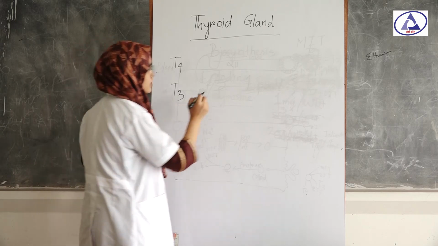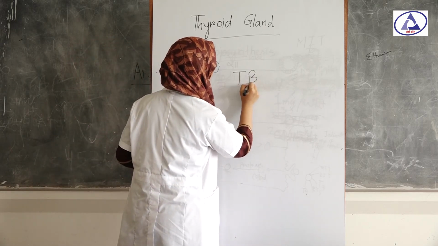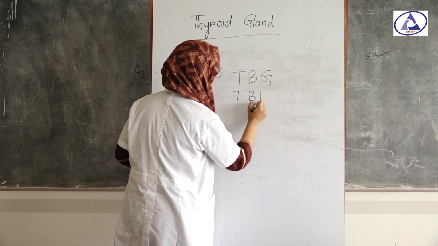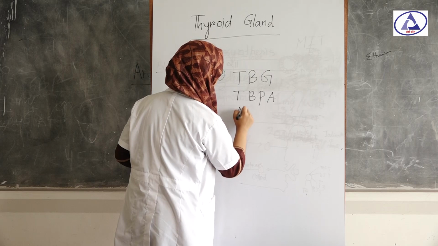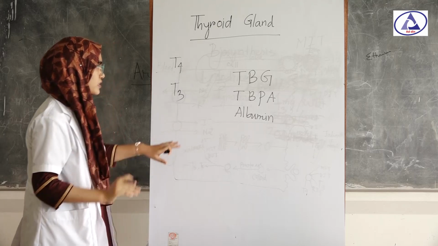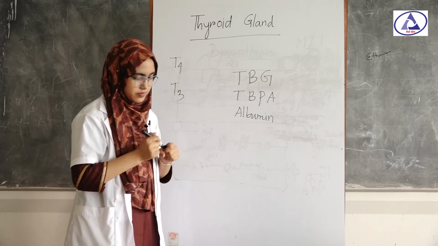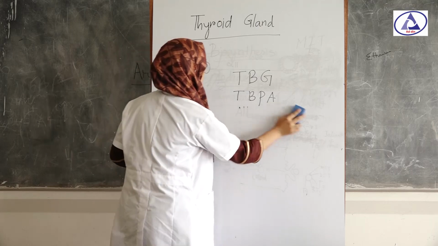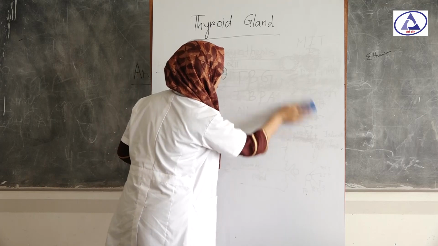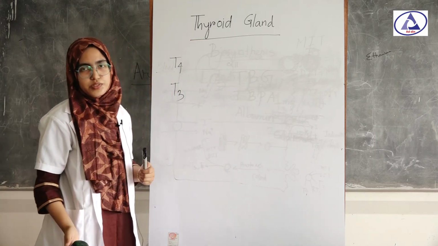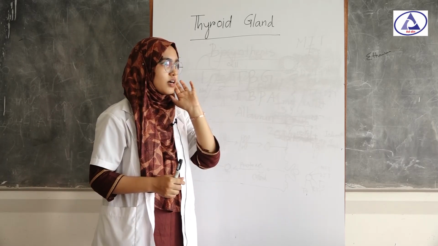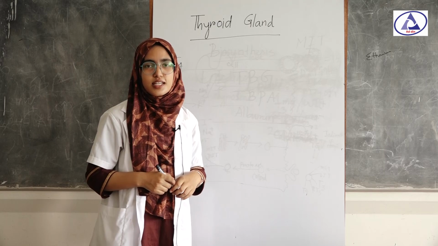What are the plasma proteins? Plasma proteins are thyroid binding globulin, thyroid binding pre-albumin and albumin. These are the plasma proteins with which thyroid hormone binds. Actually, chemically the thyroid hormones are derivatives of amino acid tyrosine. These act by gene activation and the receptor of thyroid hormone is present in the cell nucleus.